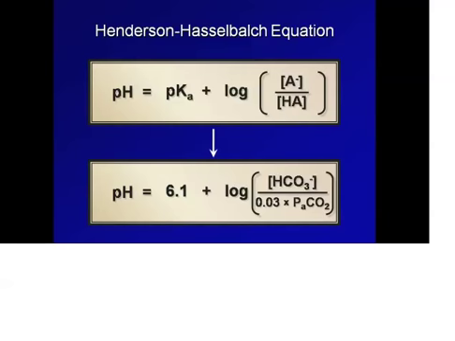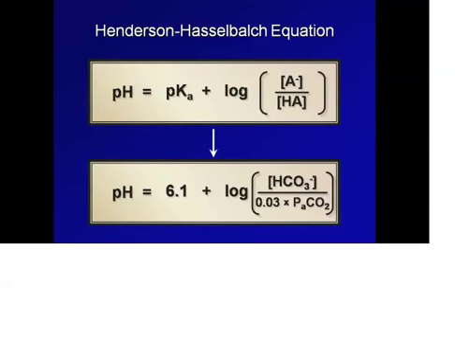This is an interesting result. We now have an equation which links three easily measured values, the pH, bicarbonate concentration, and partial pressure of carbon dioxide. Thus, measurement of just two of these in any given situation should be sufficient to calculate the third.